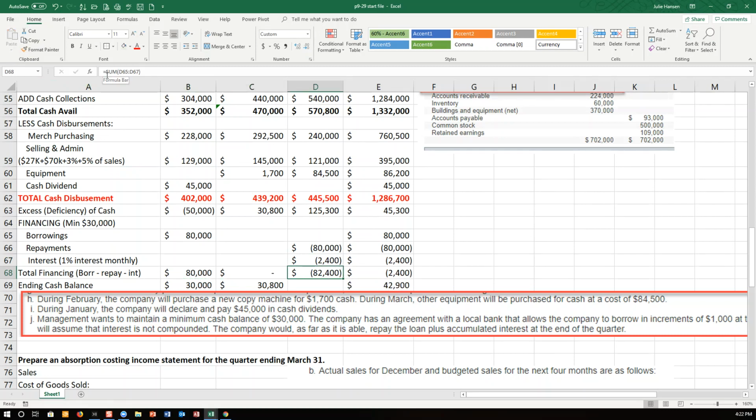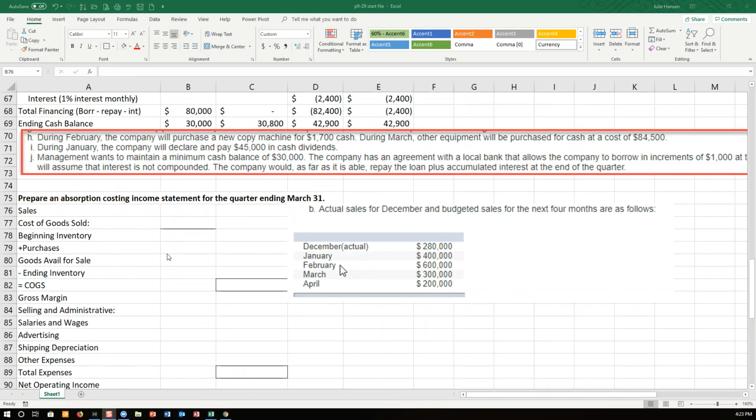That's money going out. So now I'm going to take my total cash that I have and I'm going to add that to the repayments. I'm going to come up with $42,900, and that's how my cash budget works. So now we're going to get to the income statement.